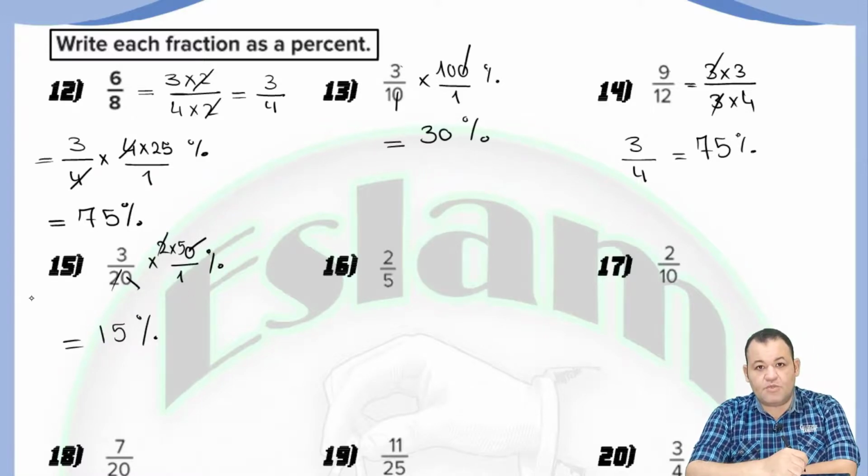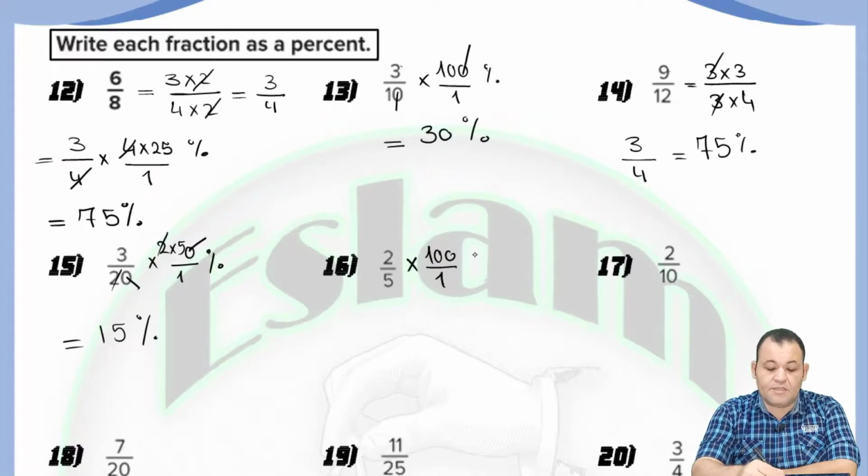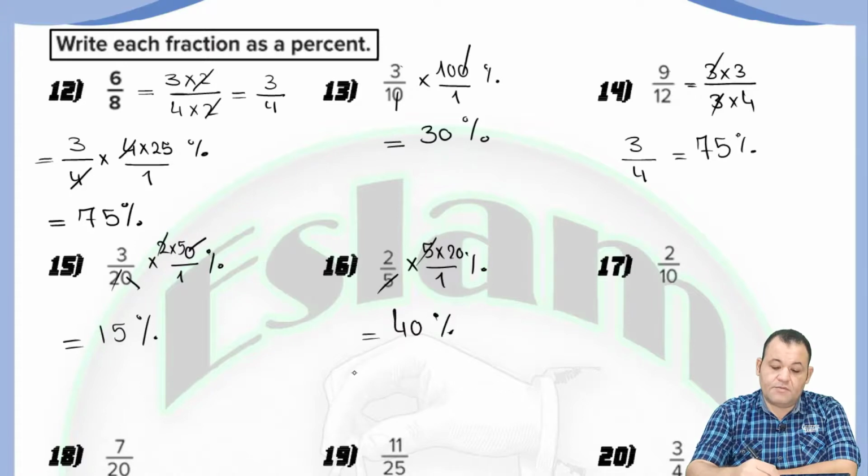2 over 5 is the simplest form. We just need to multiply it by 100 over 1%. We know that 100 is equal to 5 multiplied by 20. Cancel out 5 and 5. So it will be equal to 2 times 20, which equals 40%.